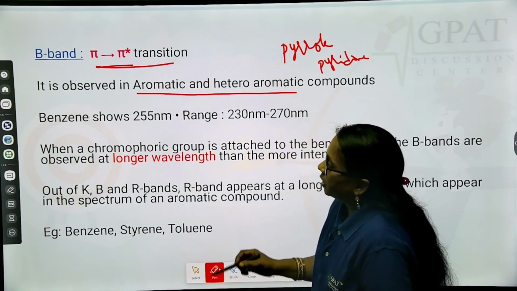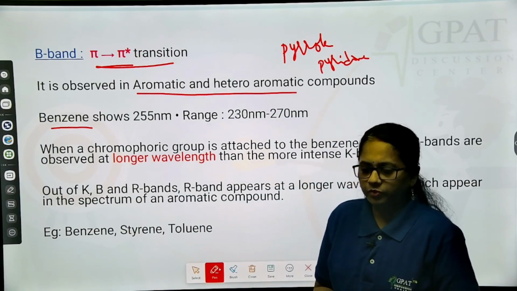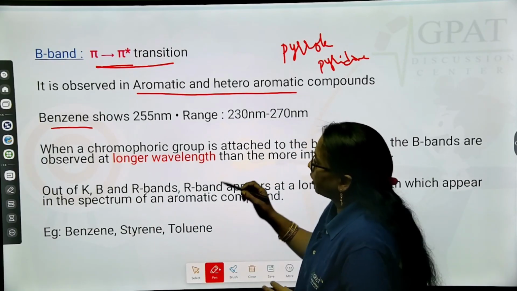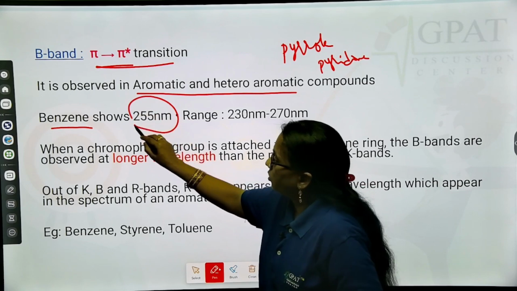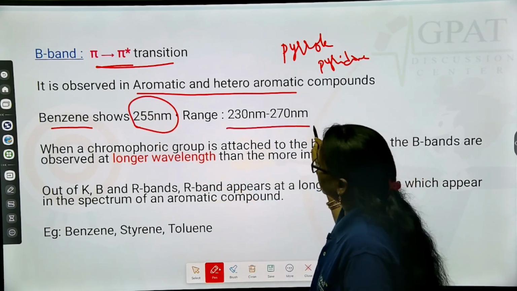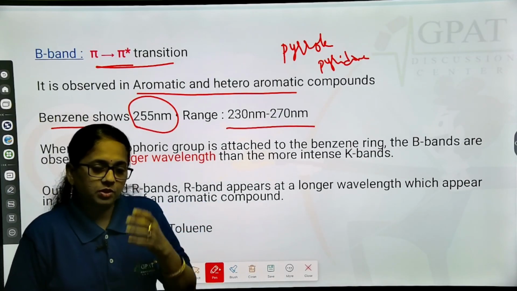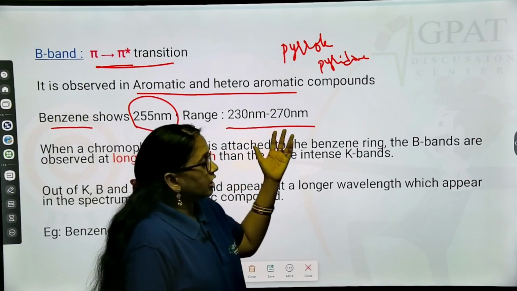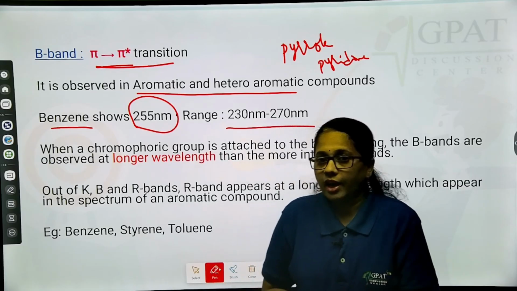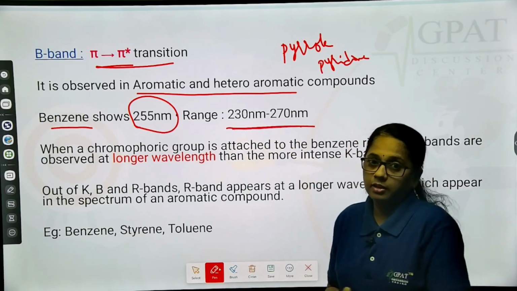Okay, and benzene, whatever it is there as an aromatic compound, you know very well that it is an unsaturated compound, aromatic, and it is going to give you the lambda max value at 255 nanometers. And the range of this UV lambda max, whenever we are going to see, it is in and around 230 to 270, and the absorption band you are going to observe in this region.